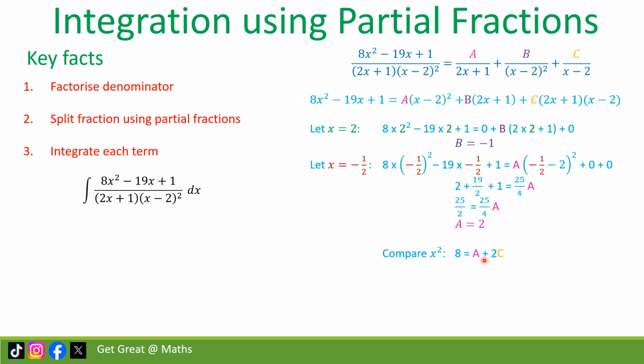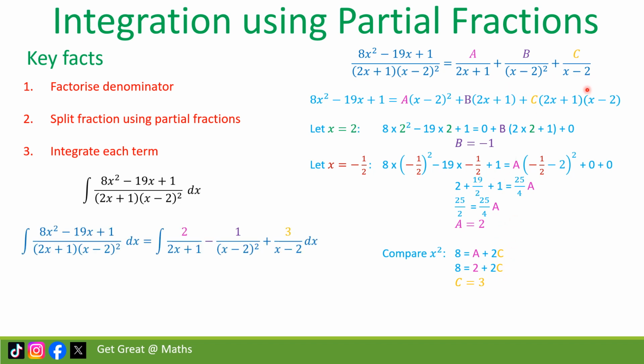Now I know that the value of a is equal to 2. So I can replace the a with 2, so I get 8 is equal to 2 plus 2c. I can then solve this by taking away 2 from both sides and dividing by 2 to give me a value of c is equal to 3. I can then substitute all these values for a, b and c into this expression here, which then means I will be able to integrate it.